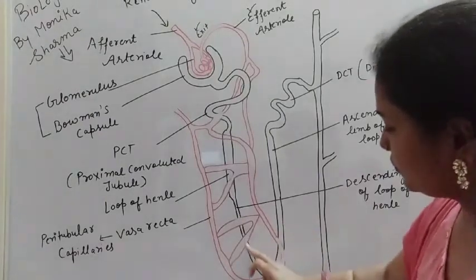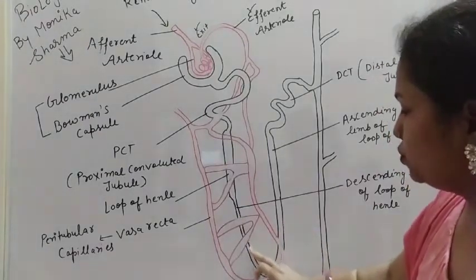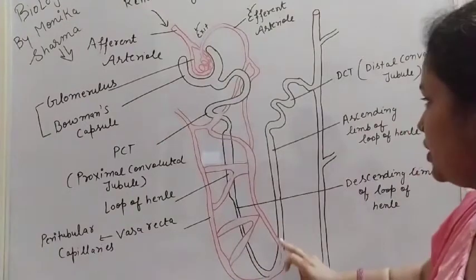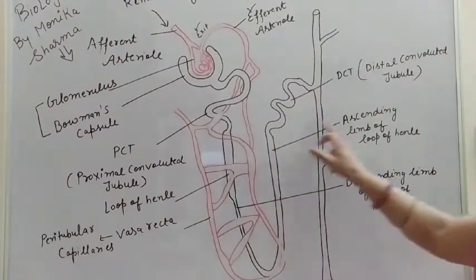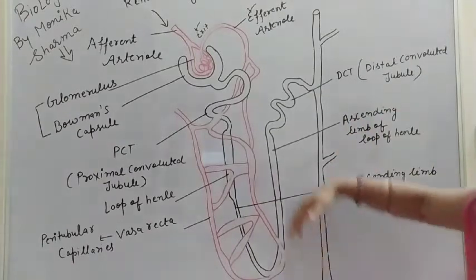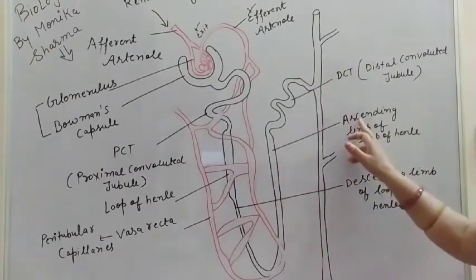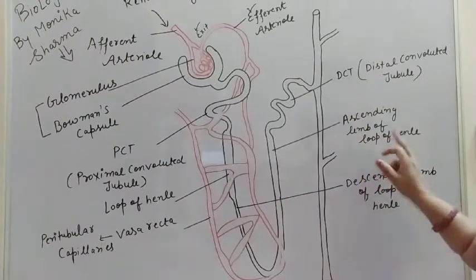Then it makes a U shape or hairpin-like structure, then goes in the upward direction. If it is going in the upward direction, then we can say ascending order. So, the ascending limb of the loop of Henle.